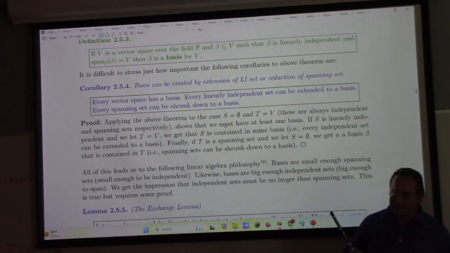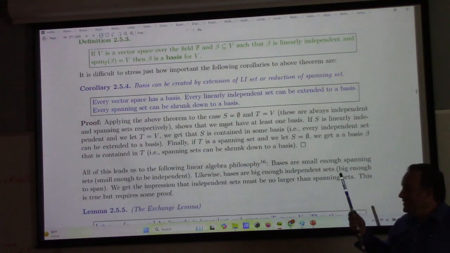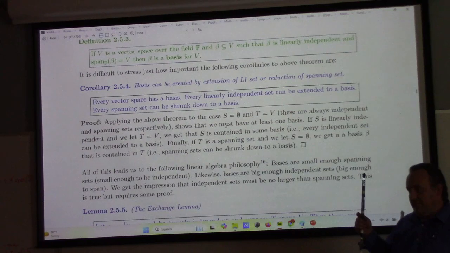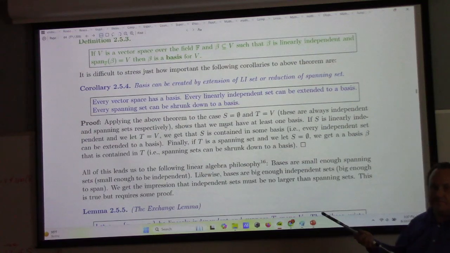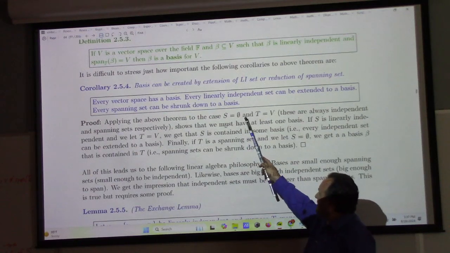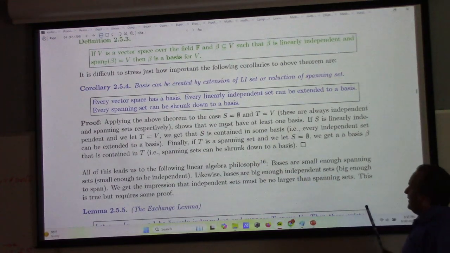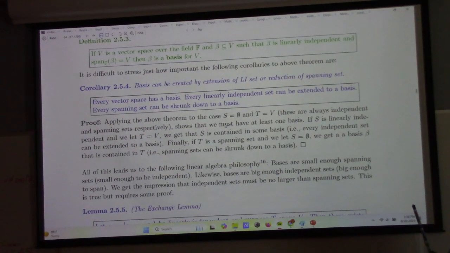A vector space is always a spanning set for the vector space because we proved that S is a subset of span S, remember? So the span of V contains V. I mean, it's kind of silly, but using the previous theorem with S equal to the empty set and T equal to V, that means there has to be at least one basis. And if S is linearly independent, we can simply let T equal V. We get that S is contained in some basis, right?